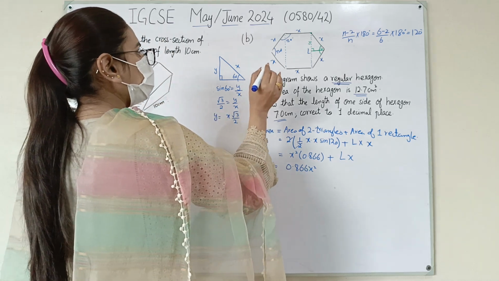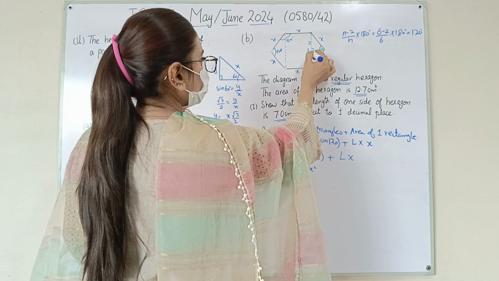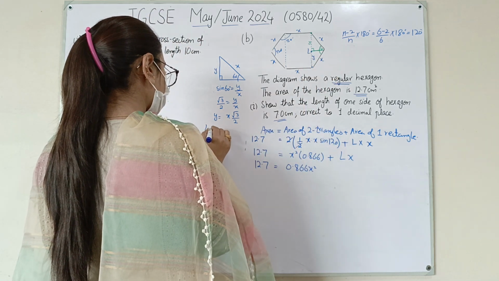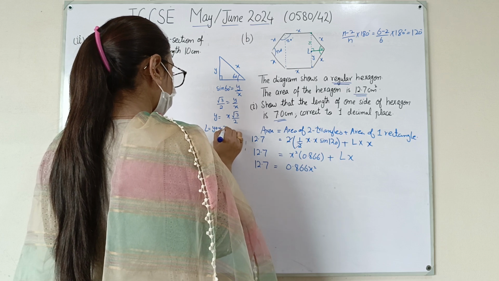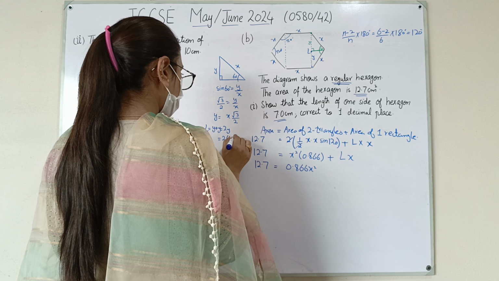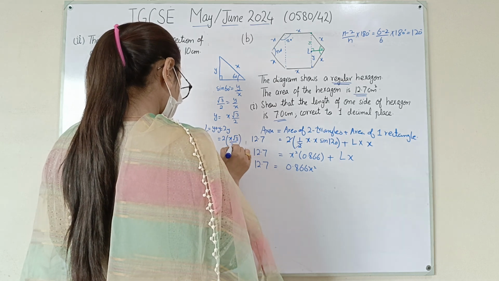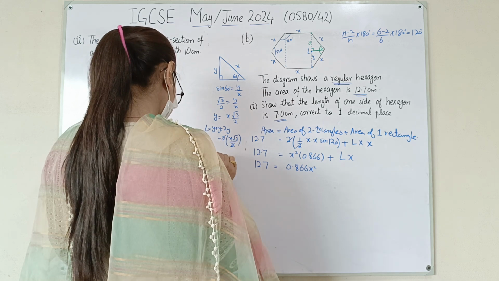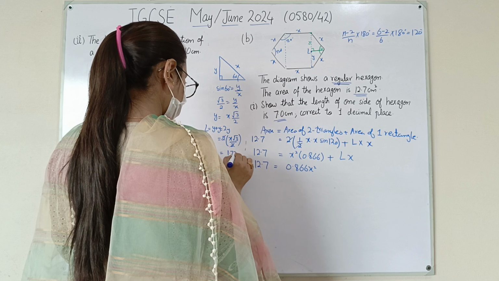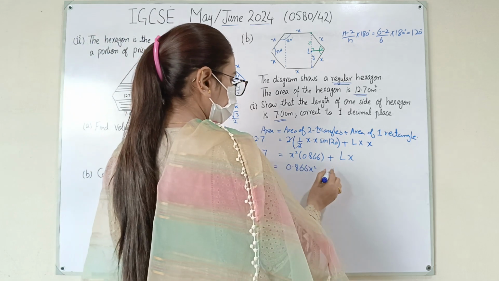But in order to get the value of L, that will be from this point to this point. If this is y, from this to this it is also y. So L can be written as y plus y, or you can write it as 2y. Now substitute the value over here. 2 into x square root 3 by 2. Cancel it. So after multiplication you will get the answer 1.731x. So substitute this value over here.